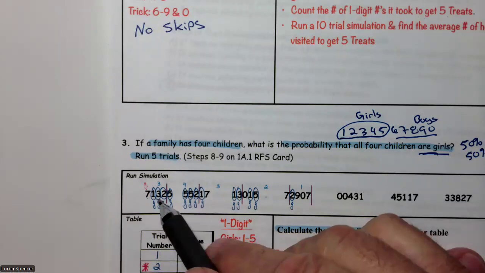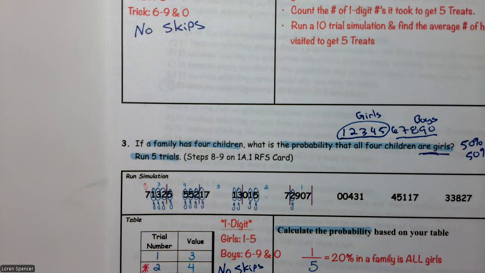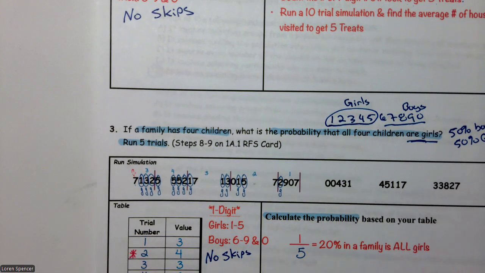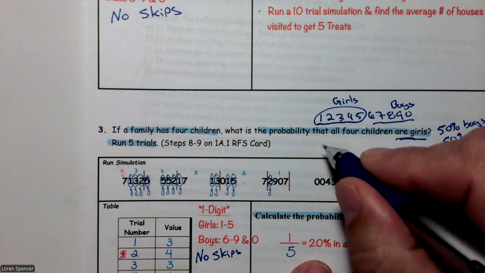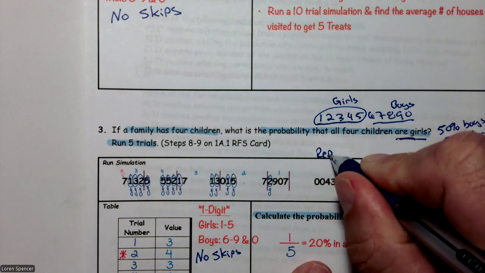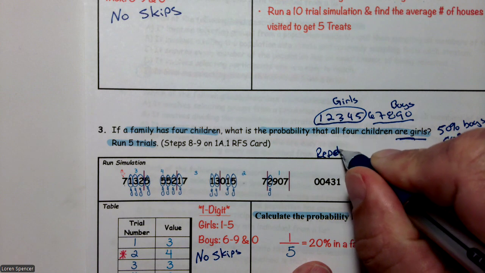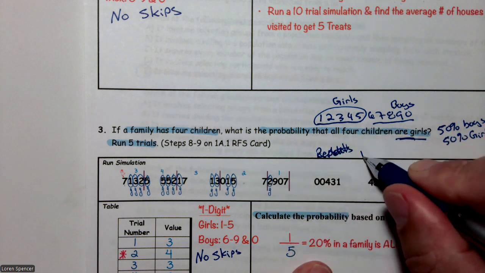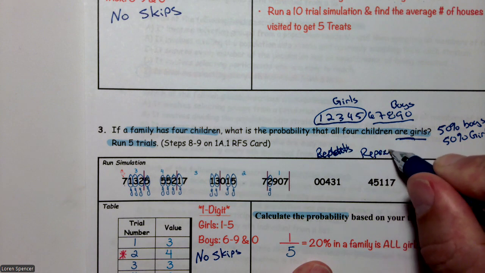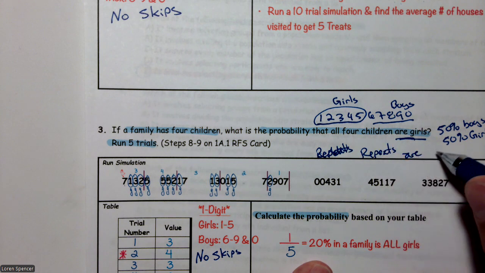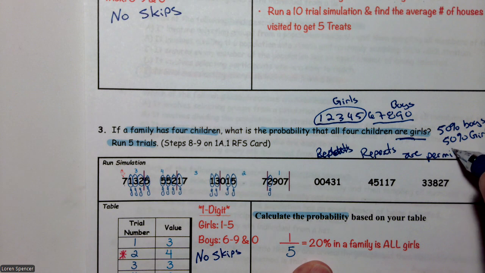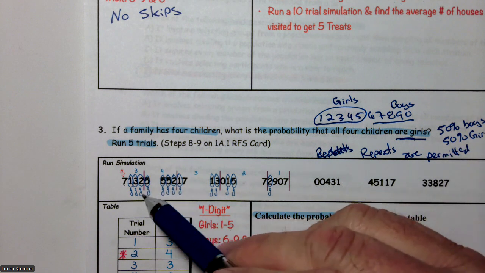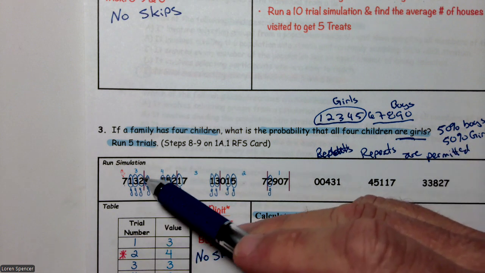1 is a girl, 3 is a girl. Oh, one other thing. Repeats are allowed. Why are repeats allowed? Repeats are allowed because we're working with percentages. Now, that wasn't asked in the question, but you need to keep that in mind for when we run this. So, repeats are permitted. All right? So, if we have any repeats, we don't have to worry about it.